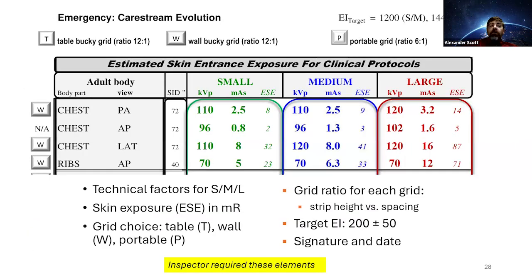So this is what our technique chart looks like. I can only show a few lines of it because otherwise it'd be too small to read, but it's got the technical factors there. It's got the ESE, which is the entrance skin exposure. We've got the table or wall grids and the grid ratio. That was another thing the inspector wanted to see. And then I sign and date it so that we've got proof that we're keeping up with these.